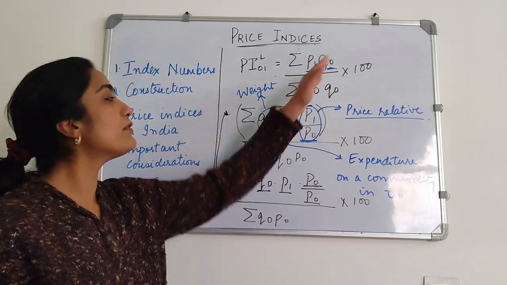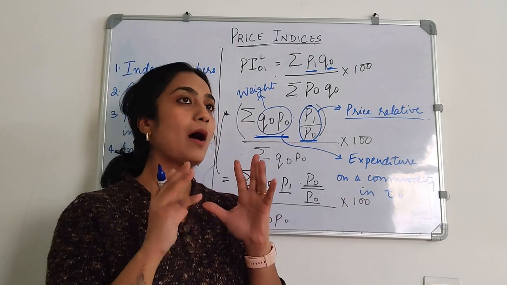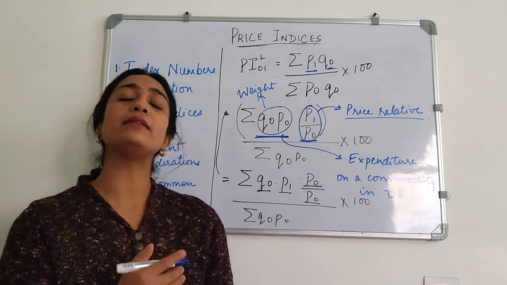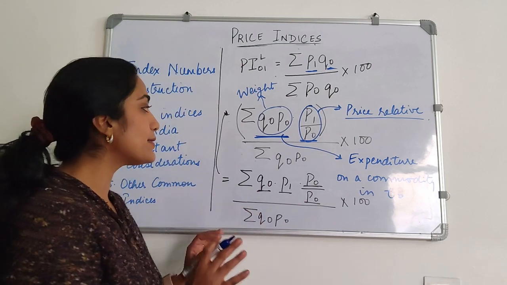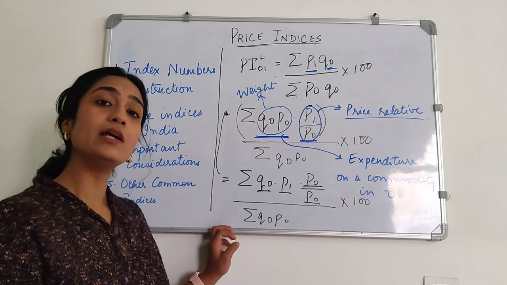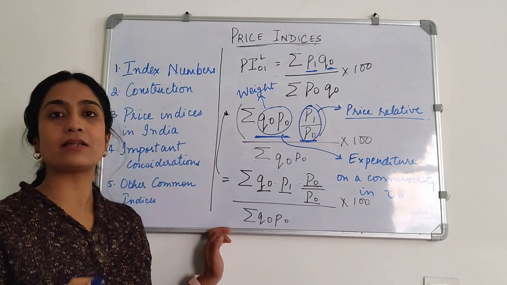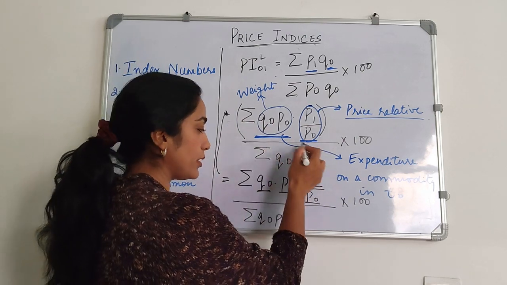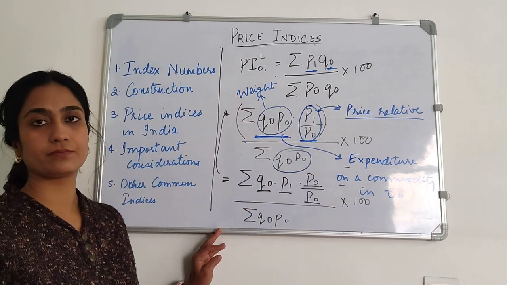Earlier we were just weighing it by the amount that was consumed of that commodity. Now we are weighing it by the expenditure that is being made on that commodity. So every price ratio, the ratio of price for every commodity, is being weighed by the expenditure that was made on that commodity in the base year. And in the denominator, we are just summing over all those weights.